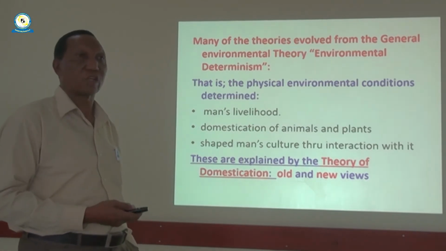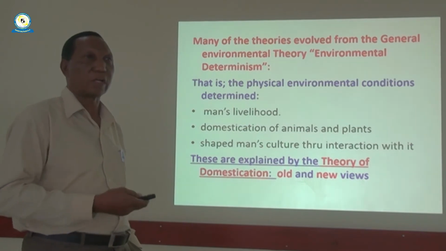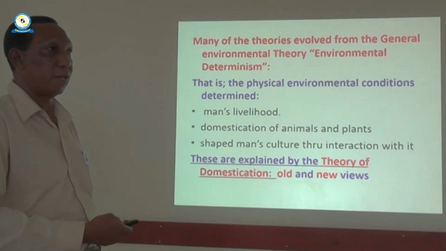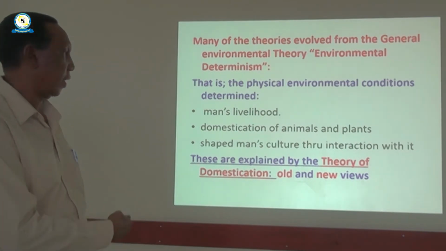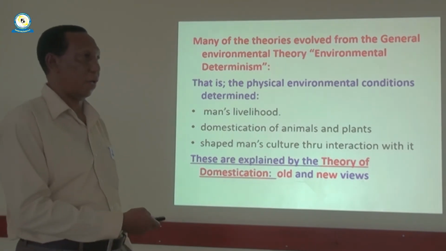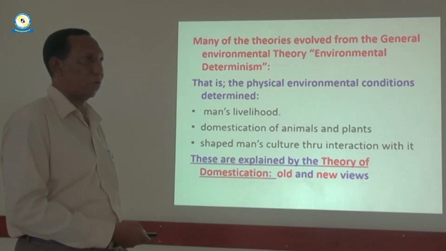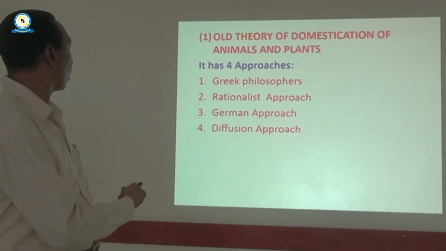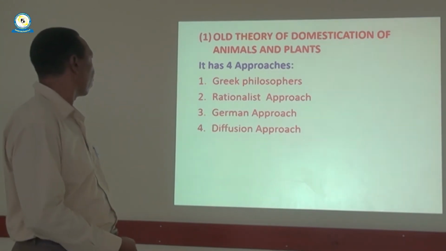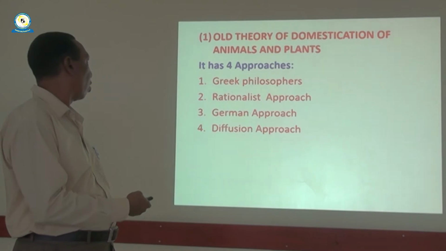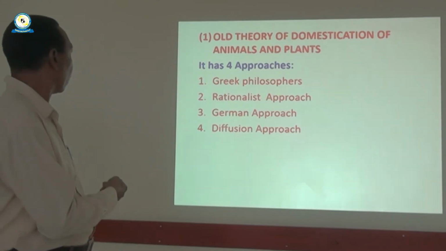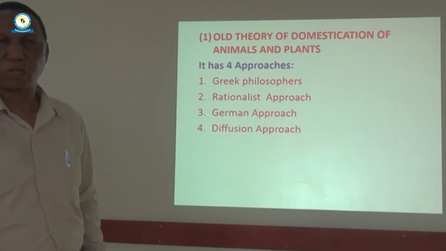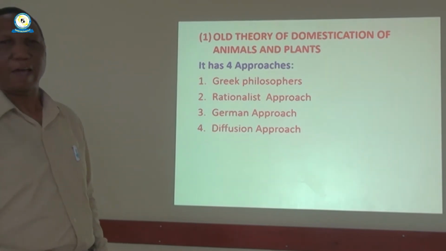The theory of domestication is divided into two. There's the old version, which is gradually being modified into the new domestication theory. We shall see these in turns. So let's start with the old theory of domestication. This is based on four approaches: we have the Greek philosophy, the rationalist approach, the German approach, and diffusion.